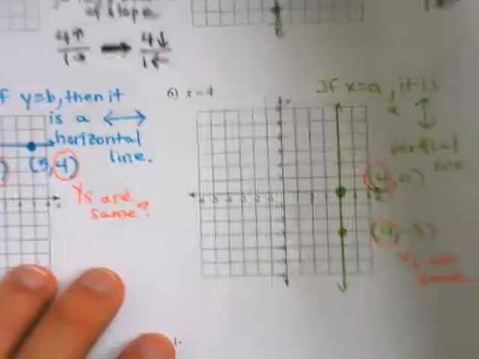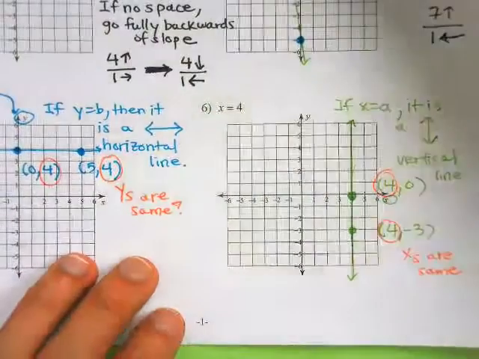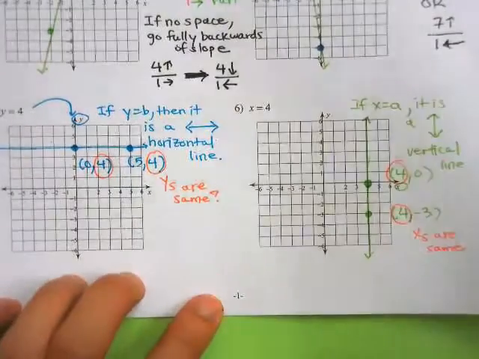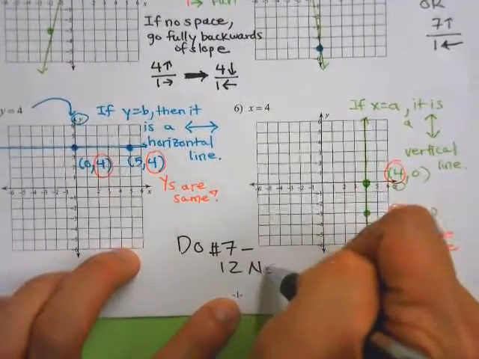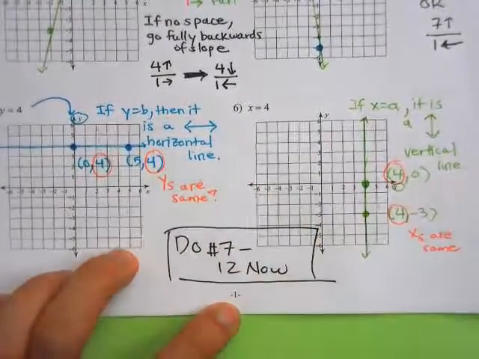Round 1 of notes is done. We're going to do 3 rounds today. We're not going to even be done with this packet. But please, I will come around and check your work. Do numbers 7 to 12 now.